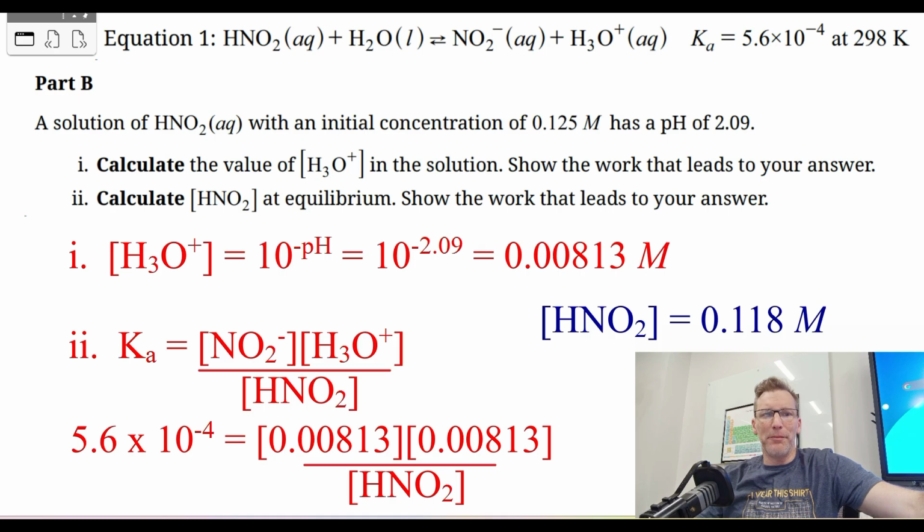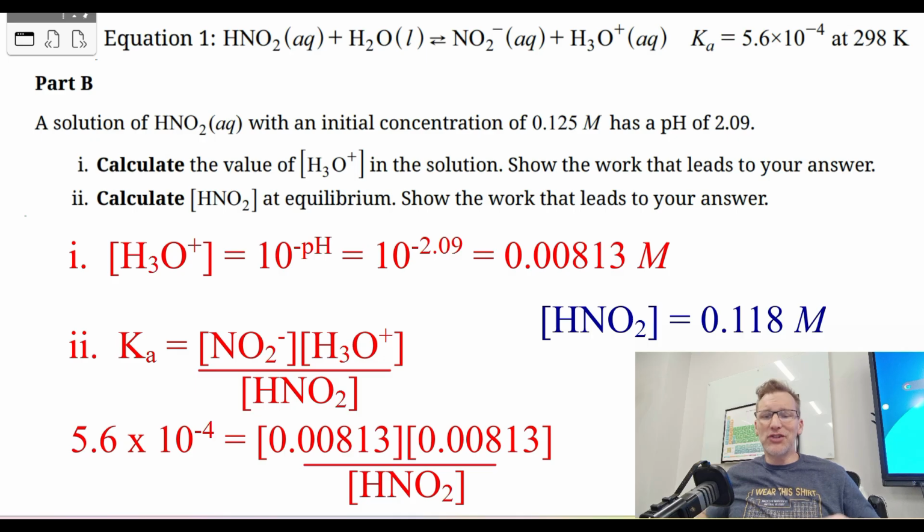And then we go to part B. Part B was utilizing this Ka, and it said the solution with an initial concentration has a pH of 2.09 in pure water. So we want to calculate the H3O plus. How do we find the H3O plus? We do the algebra: pH equals negative log of the H3O plus, which is 10 to the negative of the pH. 10 to the negative 2.09 is 0.00813 molar, and that's the concentration of the H3O plus.